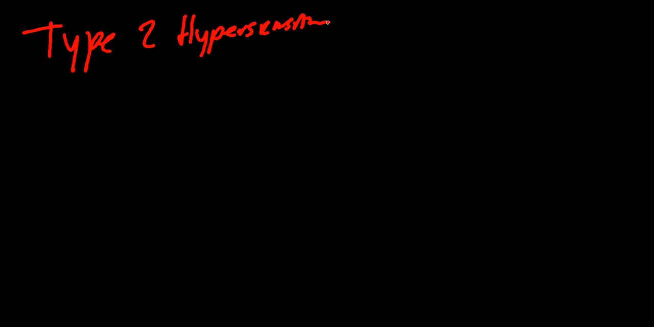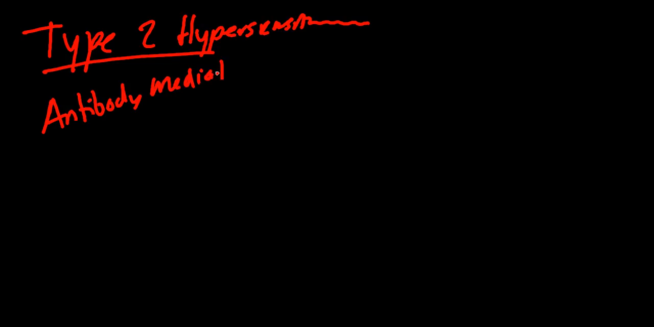Let's move on to type 2 hypersensitivity. Alright, so you've got type 2 hypersensitivity. What is a type 2? Well, it's going to be antibody mediated. So what does that even mean? Antibody mediated. So like type 1, we're going to have antibodies somehow involved. However, this one, it's going to be where antibodies bind antigen on a cell surface.